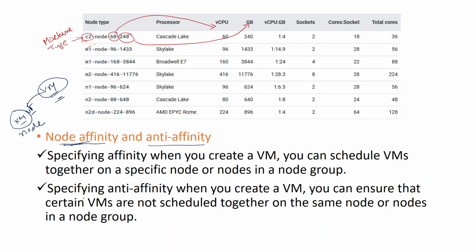Opposite to this, we have anti-affinity. Anti-affinity says: when you create a VM, you must ensure that the VMs are not scheduled together on the same node or nodes in the node group.